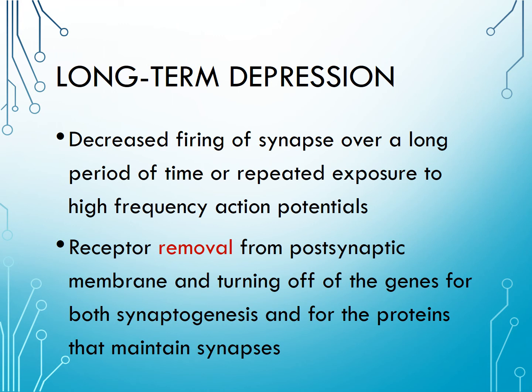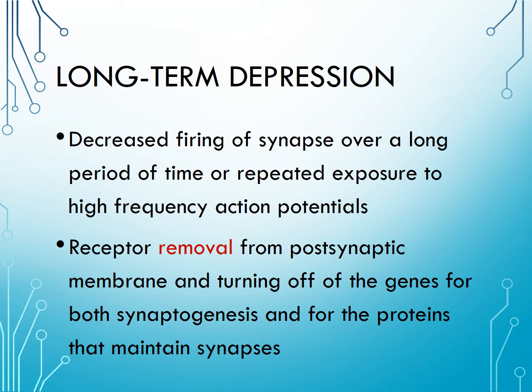If I have a high frequency of action potentials because I've got this really strong stimulus and I keep having it over and over, the neurons again will protect themselves from too much activity by starting to take away parts of the synapses. This can include removal of receptors from our postsynaptic membrane. It can also involve turning off of genes that are required for synaptogenesis, so we certainly can't make new synapses, but also for proteins that are important for maintaining synapses. So we start to actually take synapses away.